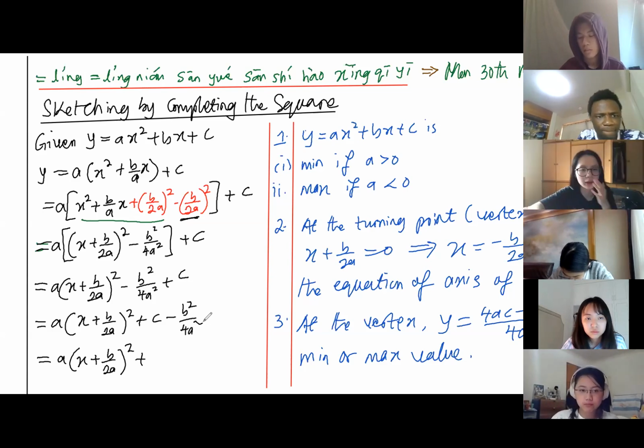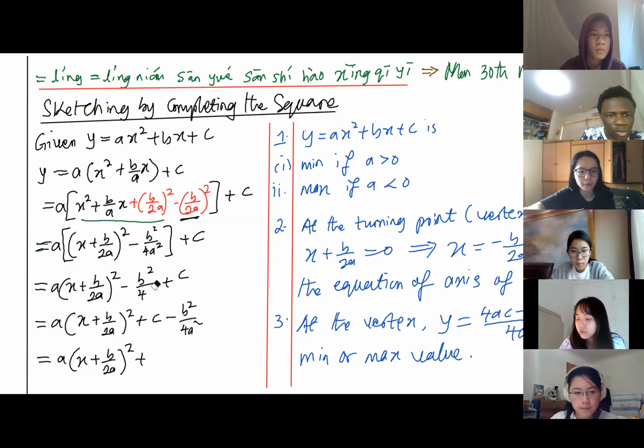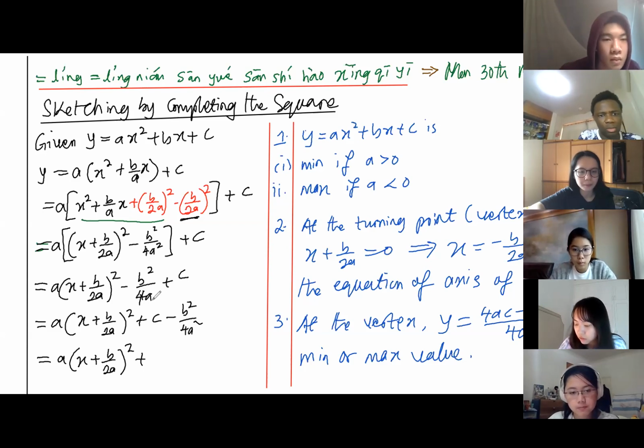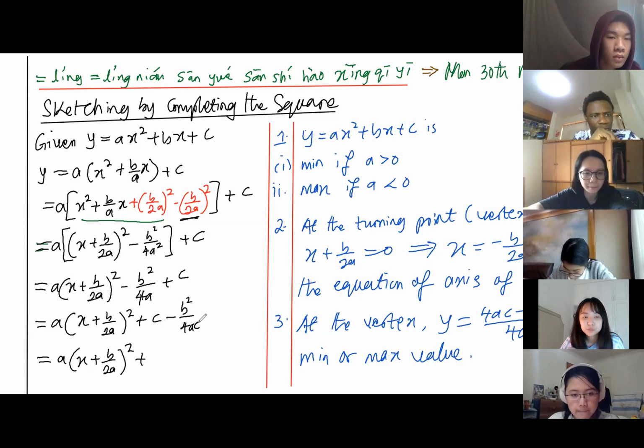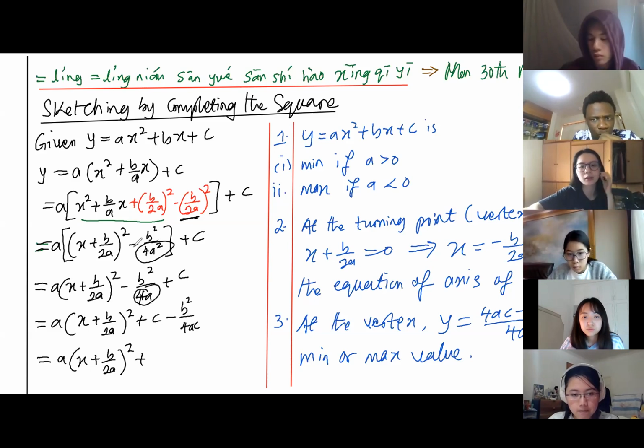Wait, isn't it AB squared then? This should be, hold on just a minute. This should be 4A now, because when you open the bracket, there's no square power. What do you mean AB squared? Because the A that we factorized out, we have to multiply the A back in. If we multiply the A back in, it affects this. Oh, you took it away. Oh yeah.